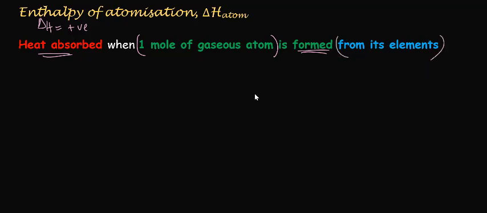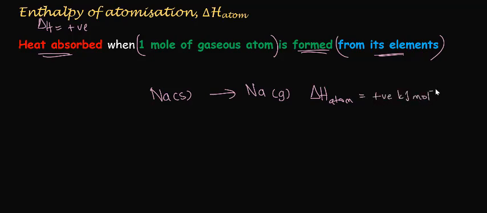Let's say you have sodium, and you want to form 1 mole of sodium gas. The sodium gas formed must be in 1 mole, so the sodium must come from its element. Since sodium is in group 1, the element is sodium solid. So sodium solid forms sodium gas. The enthalpy value here should be in positive kilojoule per mole.